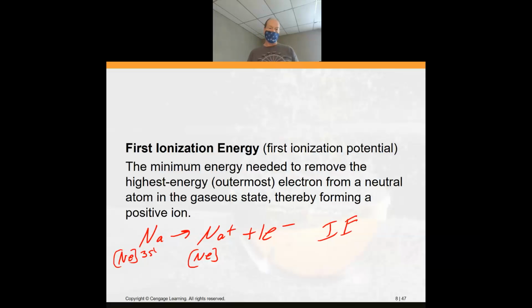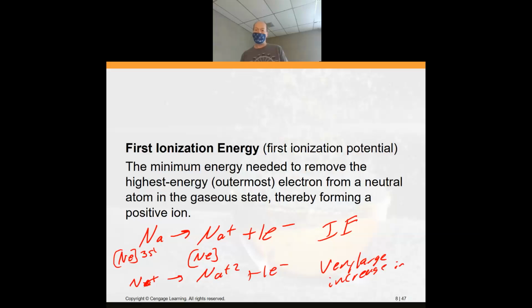And so if you try to take sodium+, which has the neon electron configuration, and you try to make Na2+, this is a very large jump in ionization energy. Anytime you're taking the electron out of the noble gas core, you're going to have a huge jump in energy.